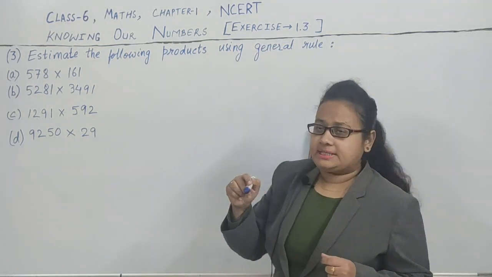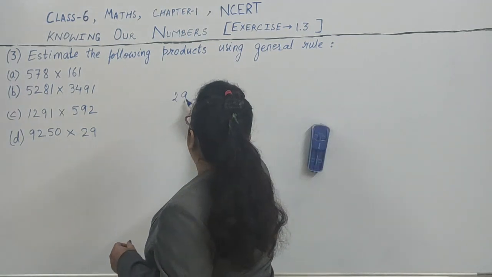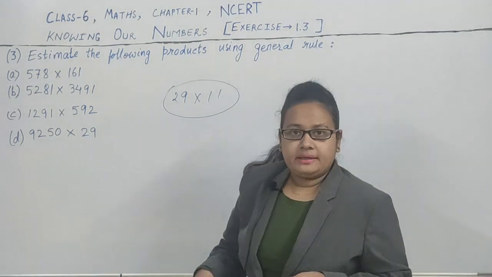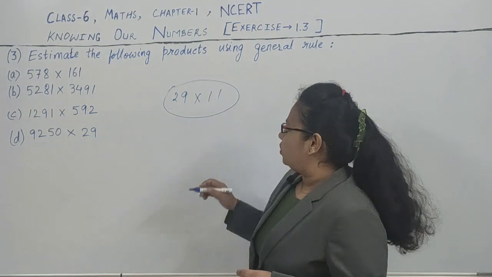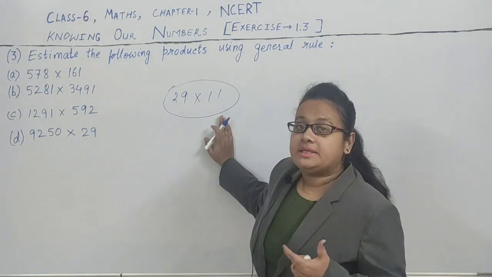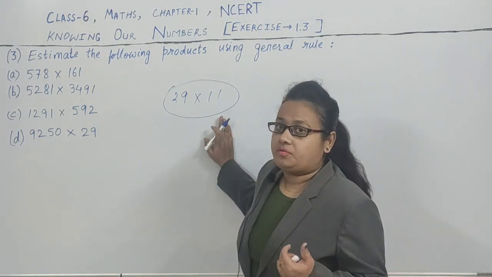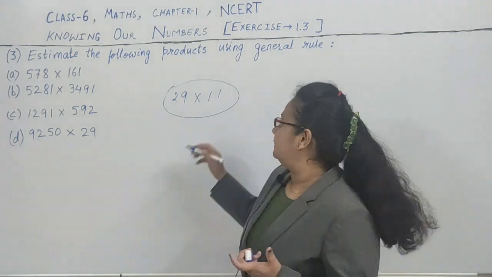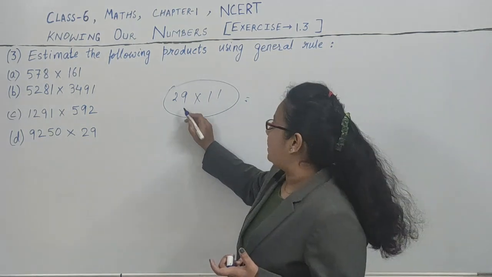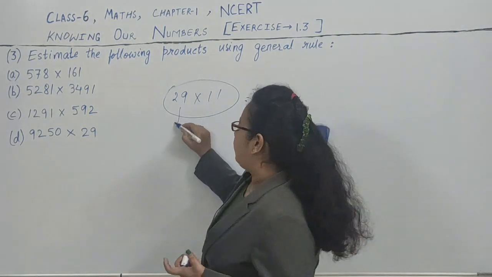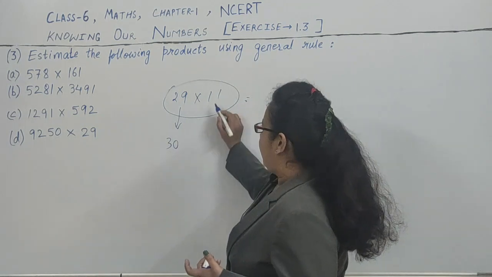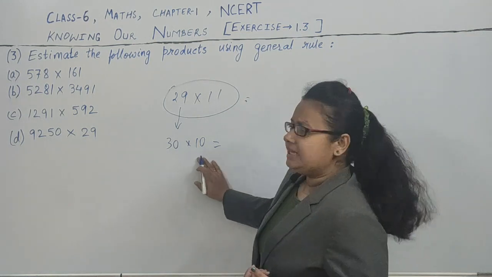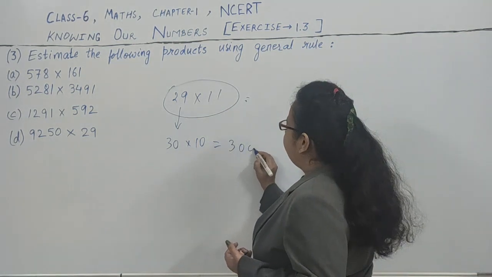I will give you a small example. Suppose I tell you to multiply 29 into 11 and you don't actually want to multiply it, you just want a rough idea of what the result will be. So we round off the numbers. We round off 29 to 30 and 11 to 10, and now we can very easily multiply it. The answer will be 300.